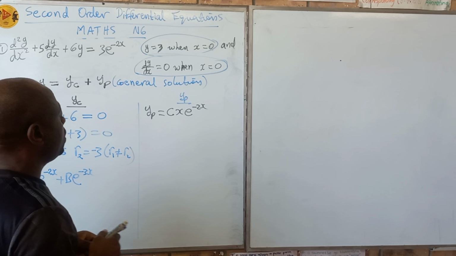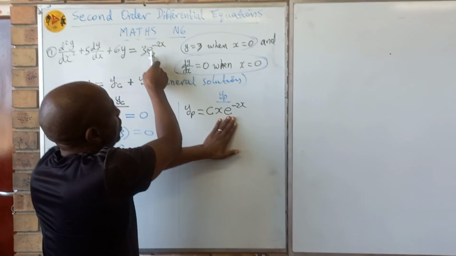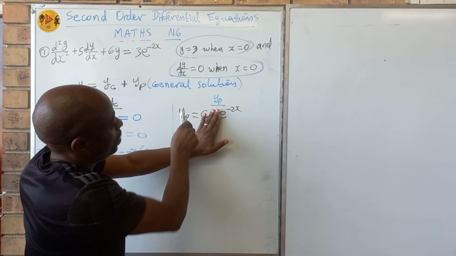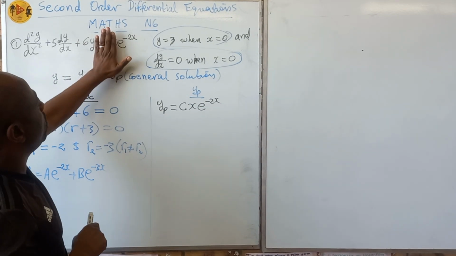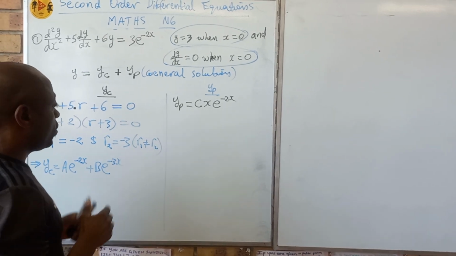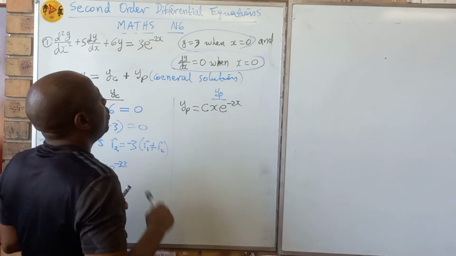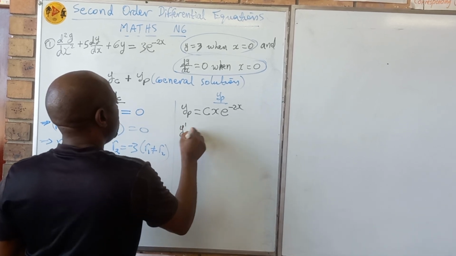So guys, these are the things that we need to know when it comes to the exponential. We must know whether our YP is going to be cx times the exponential or will it just be c times the exponential. And you can see when writing the YP, I don't care about what constant is there. So from here, we can now go to the normal procedure. We differentiate our YP 2 times. So for the first time, I'm differentiating.